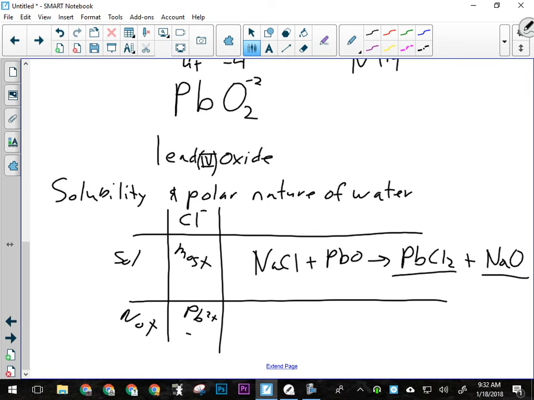Like when we did the lab and we produced the yellow one, remember the bright yellow precipitate? That was lead iodide. It's also not soluble. Lead's not soluble with very many of the halides. So the yellow powder was lead 2 iodide. It is not soluble in water.